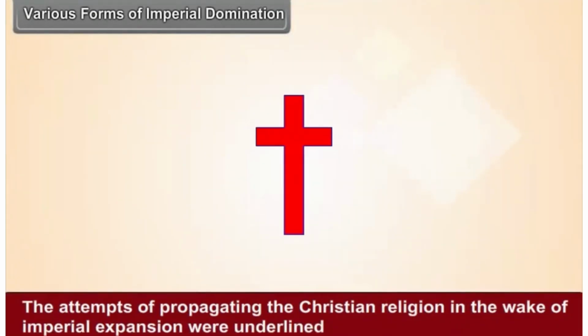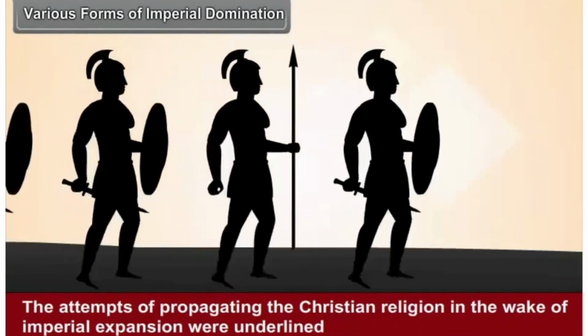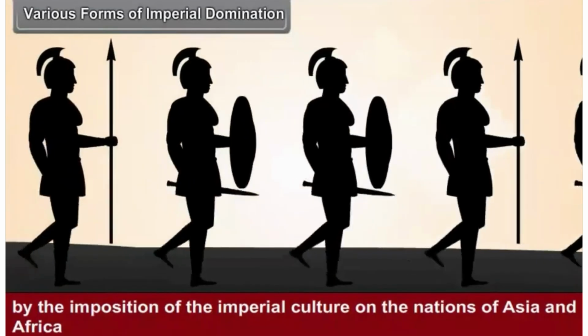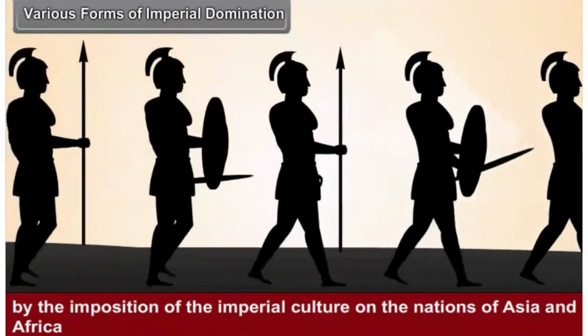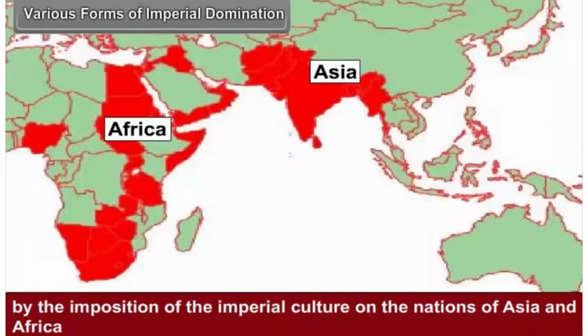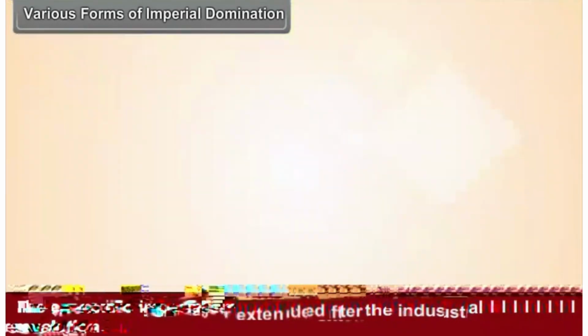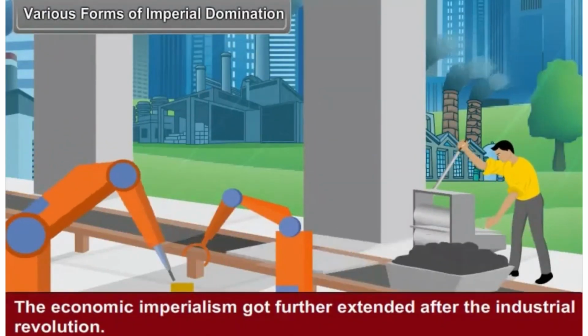The attempts of propagating the Christian religion in the wake of imperial expansion were underlined by the imposition of the imperial culture on the nations of Asia and Africa. The economic imperialism got further extended after the Industrial Revolution.